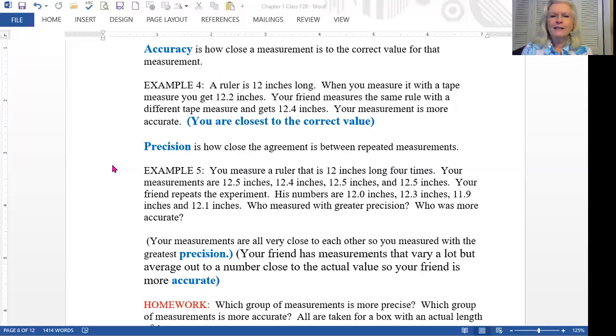My friend is not as precise. He has a swing of 0.4 inches in his measurements from the largest to the smallest, but his numbers are all closer to the actual value. So I am more precise, but he is more accurate. The goal, of course, is to be both precise and accurate.